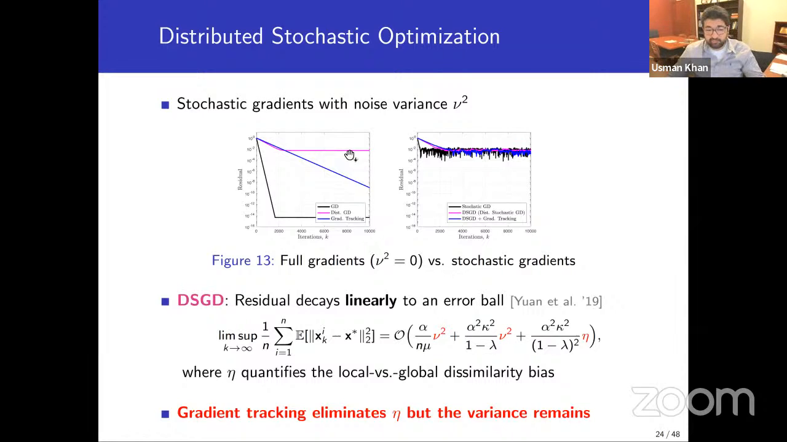So for distributed algorithms, this magenta curve, there is a theoretical result that for stochastic gradient descent, the residual, the difference between the iterate of the algorithm xk and xk star in the mean squared sense, converges linearly and then settles at a steady state error. And that steady state error is a function of the variance, nu square, and eta. If you remember, eta is that global versus local bias. With the help of gradient tracking, and remember that there is no gradient tracking in this curve, we can remove eta, but the variance is still going to be there. And lambda is a network parameter, because remember, everything is distributed, so the graph parameters come into play. And kappa square is the dependence on the condition number of the problem.